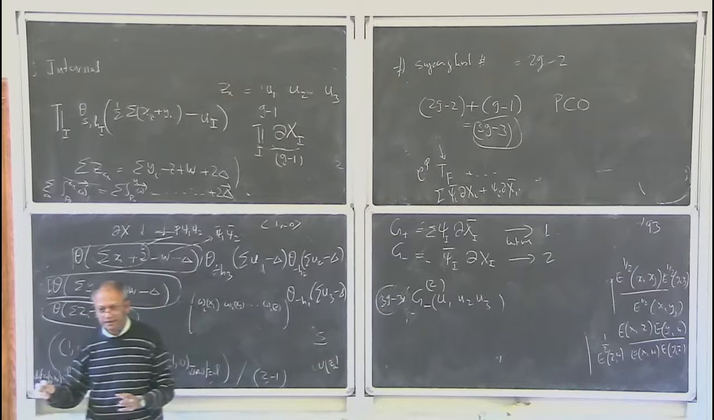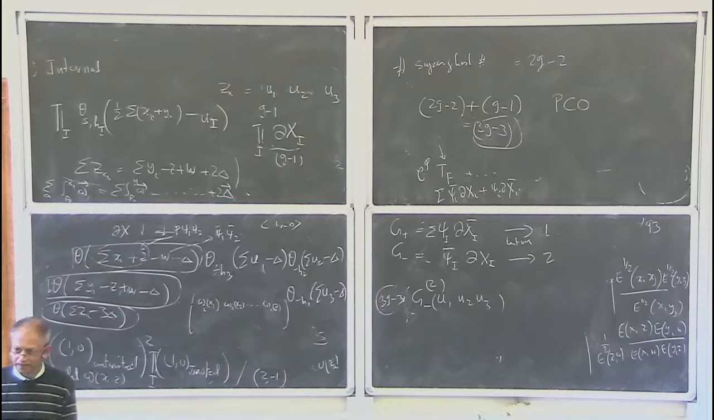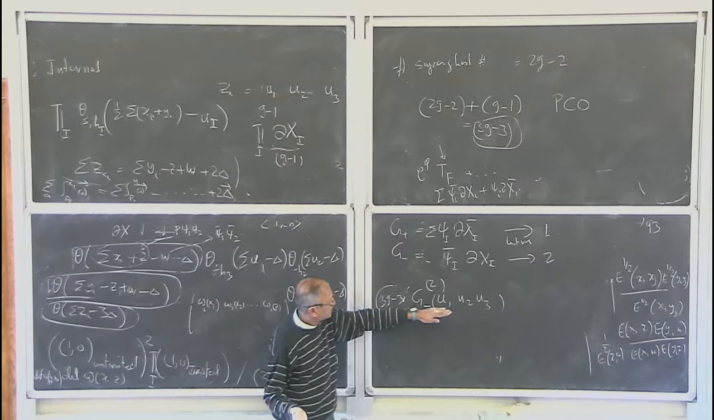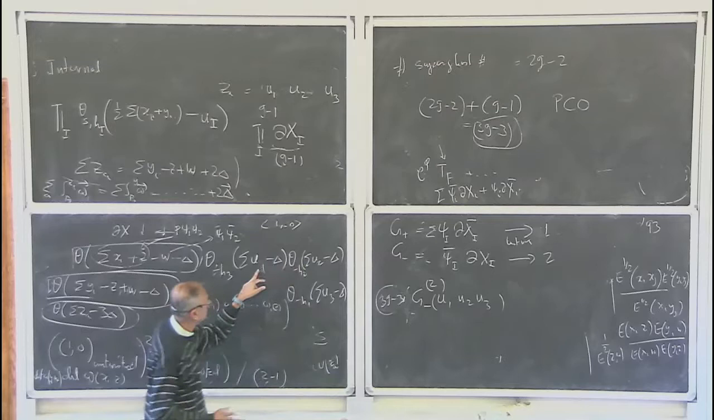So here I get some answer, okay? Now start from the topological theory. In the topological theory, you will have simply 3g minus 3 insertions of G minus. They are folded with the Beltrami differentials. I will come back to that point. Here, these are just sitting at these points, the PCO positions.